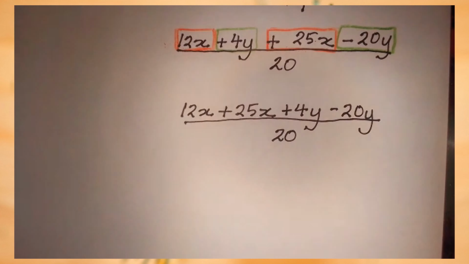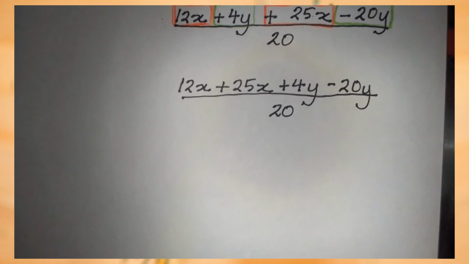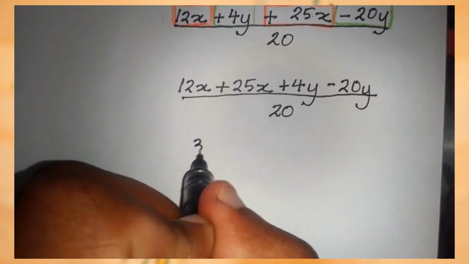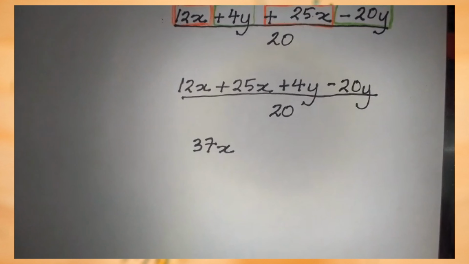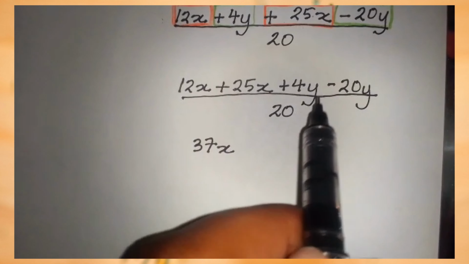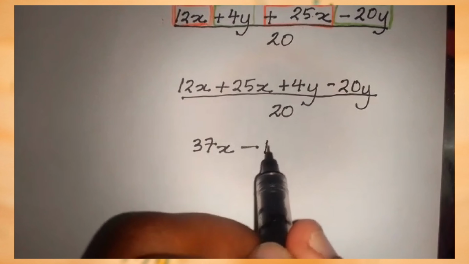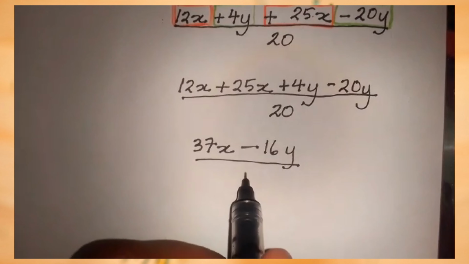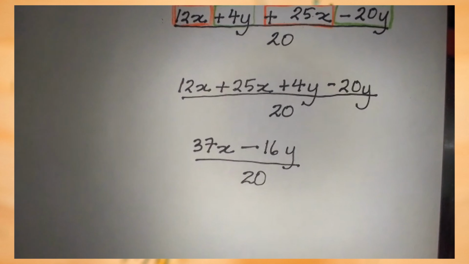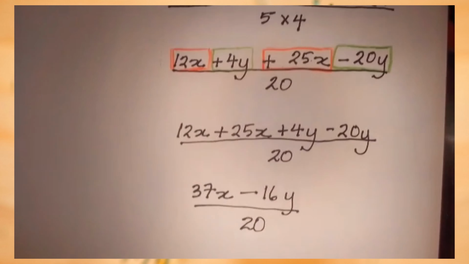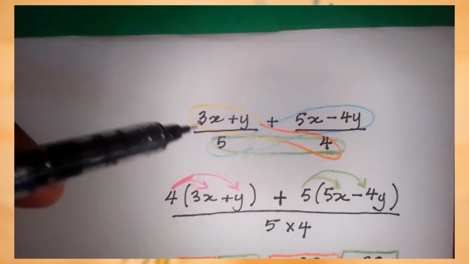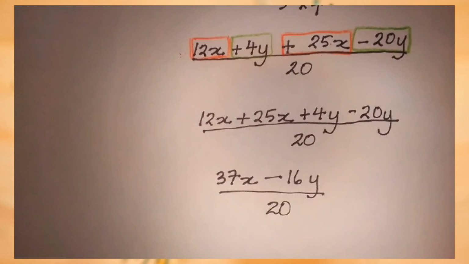So now I can simplify the 12x and 25x by putting them together and adding them up. 12x plus 25x is going to give me 37x. And I have 4y, but I owe the 20y. Which means when I put it together, I'm still going to owe 16y. And that's all over 20. And that would have been my final answer. So I added those up top to get my final answer: 37x minus 16y all over 20.